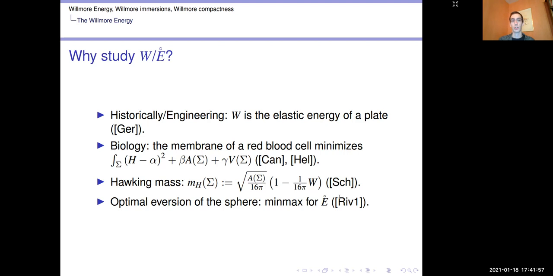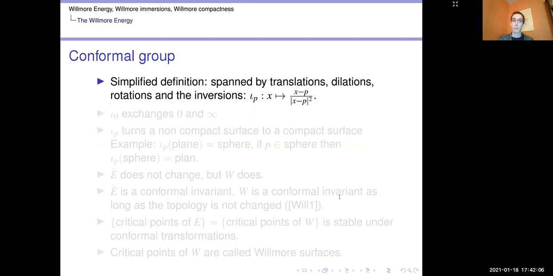So I gave you four reasons to have an interest in W or E-naught. A fifth reason would be more important, and it will be the conformal properties of W and E-naught. So the conformal group is a group of diffeomorphisms of R3 which simply multiply the metric. For us, it will be enough to take a simplified definition, which is in fact the Liouville theorem, and which states that the conformal group is a group of diffeomorphisms spanned by translations, rotations, dilations, and inversions. I think I only need to detail the last family, and an inversion centered at P sends X to X minus P over X minus P squared.